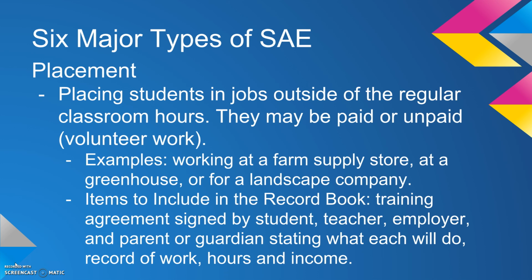Items to include in the record book for this one would be a training agreement signed by the student, the teacher, the employer, and the parent or guardian, basically stating the roles everyone's going to play and making sure that the expectations of the project are being met and the student's not being taken advantage of, basically. Record of work. So what did you do? When were you there? How long did you work? That sort of thing. The hours, of course, and then also your income if there is any.